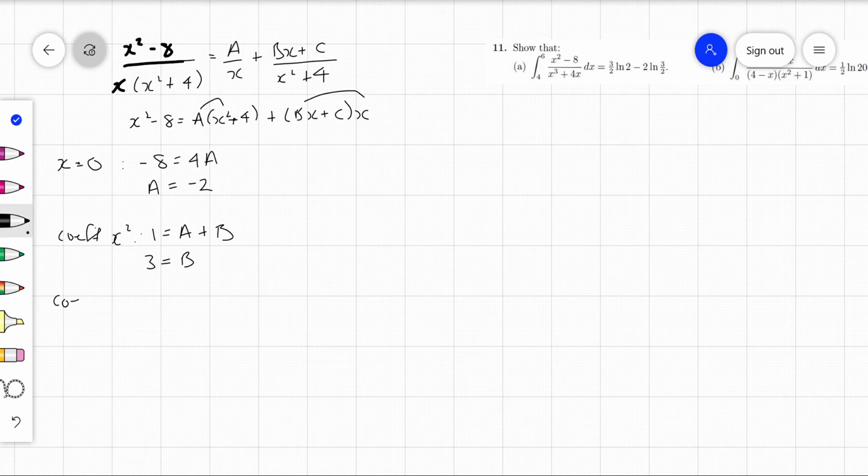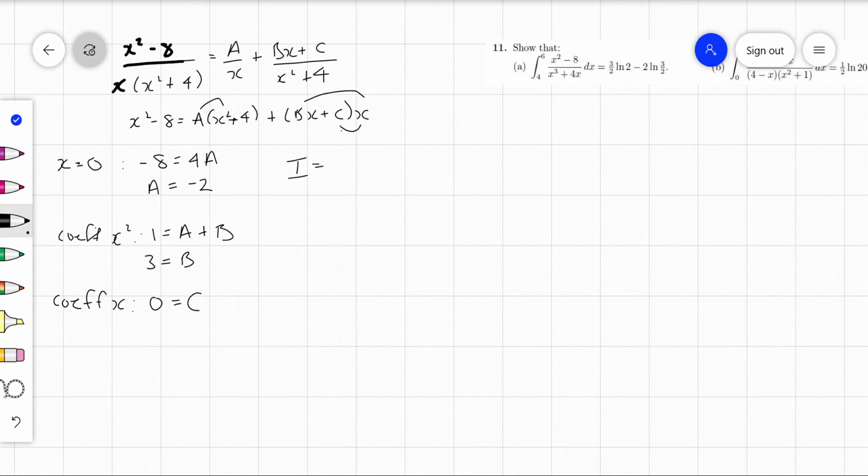Let's try the coefficient of something like x. So on the left, there are no x terms. And on the right, the only place we will get x is c times x, so 0. So c is 0. Alright, so let's look at the integral now.